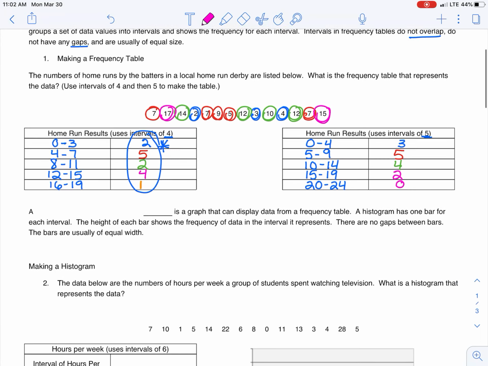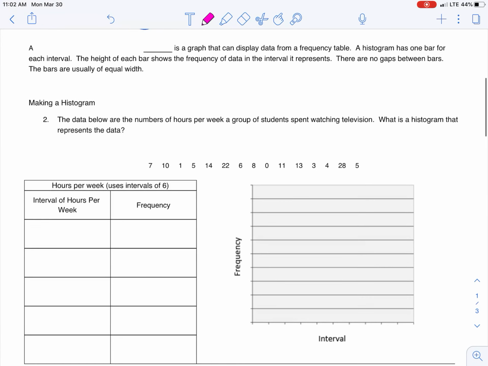create an actual histogram. So moving on, it says a blank is a graph that can display data from a frequency table. So we've kind of already talked about that. We can say a histogram is a graph that can display data from a frequency table. A histogram has 1 bar for each interval. So the height of each bar shows the frequency of data in the interval it represents.